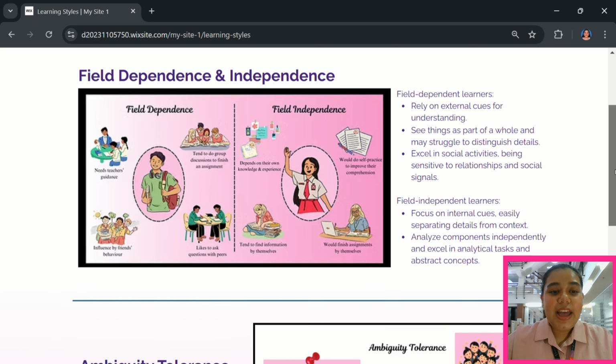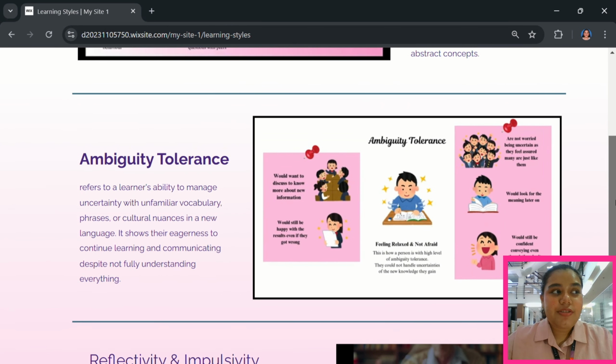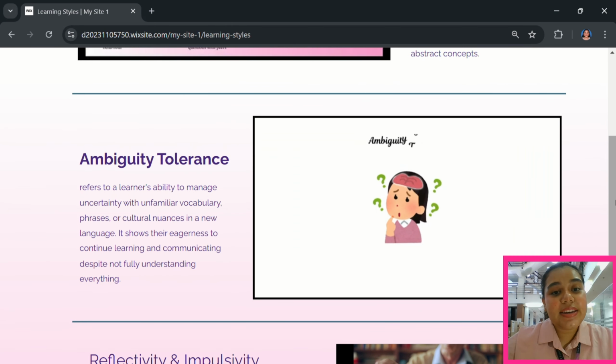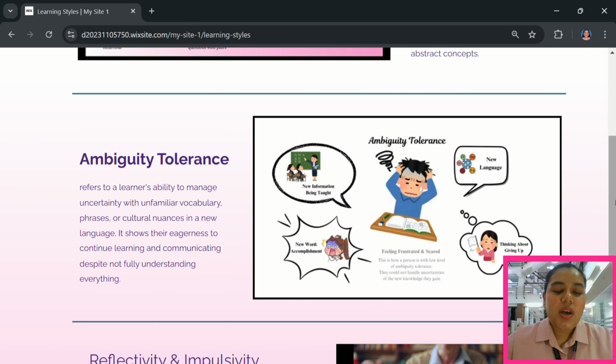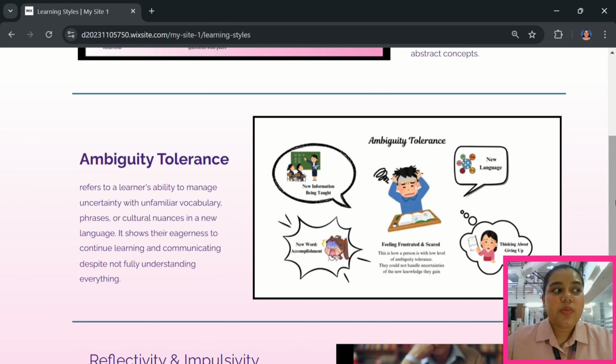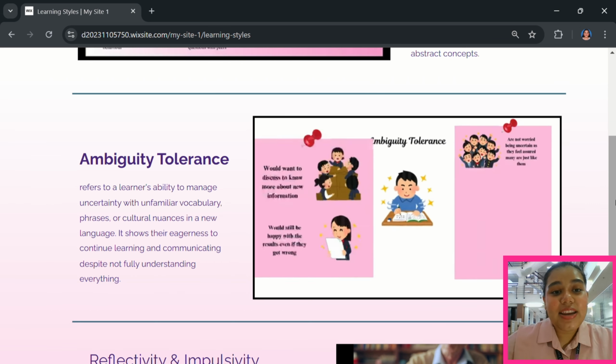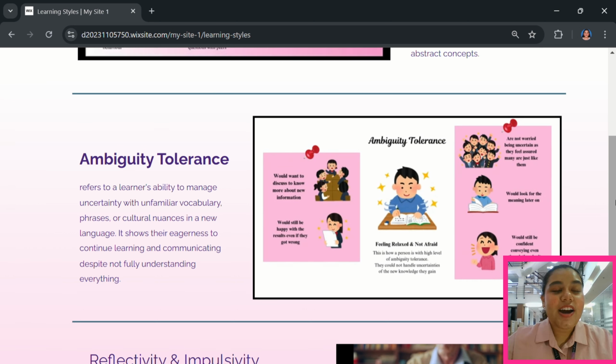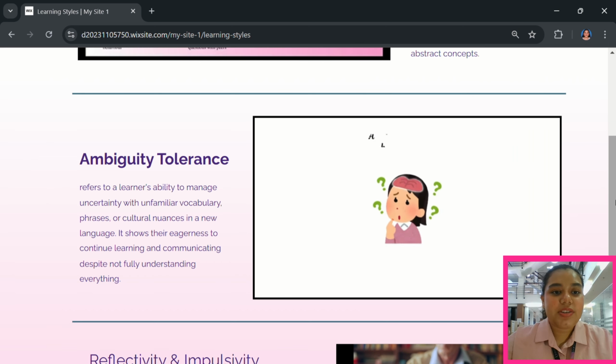Next, we have ambiguity tolerance, which refers to how well learners handle uncertainty, like unfamiliar words or phrases. Those with high ambiguity tolerance are willing to learn more and will communicate despite not understanding everything immediately. So encouraging this trait, ambiguity tolerance, can actually boost confidence in learners when they learn a language.